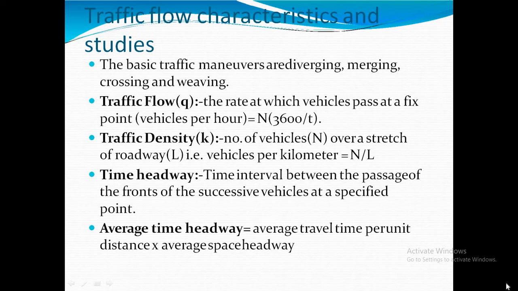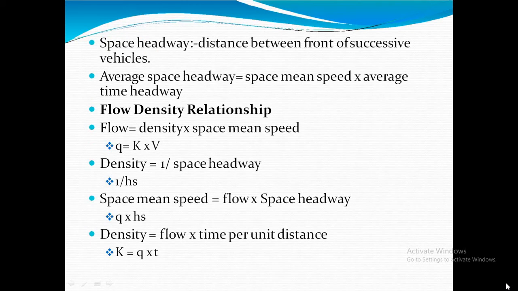Time headway is the time interval between the passage of the front of successive vehicles at a specified point. Then average time headway is the average travel time per unit distance into average space headway. And space headway is the distance between the fronts of successive vehicles. Another one: the average space headway is equal to space mean speed into average time headway.